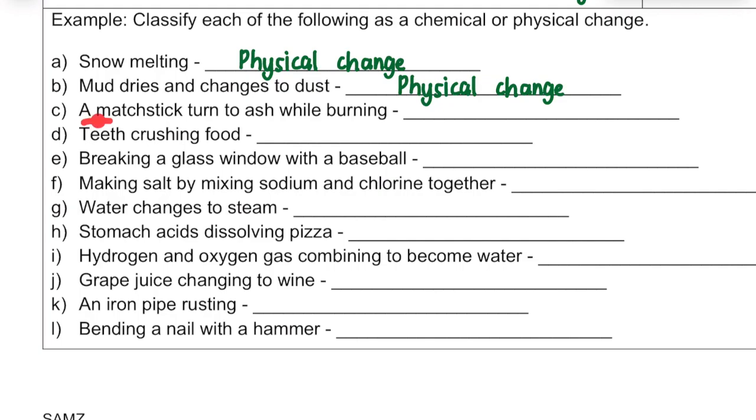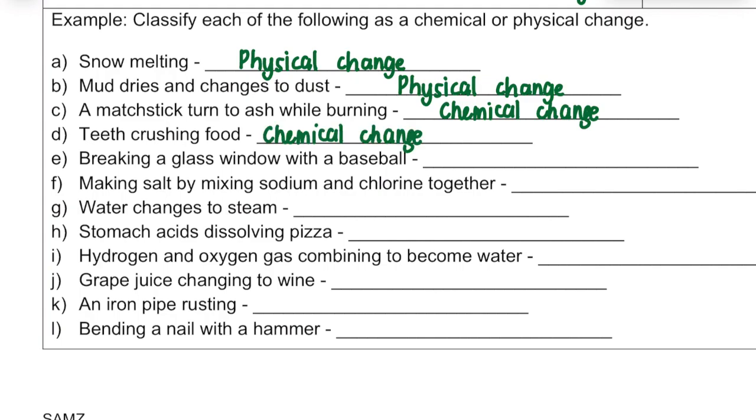Next is a matchstick turning to ash while burning. After you burn it, you can see the stick is getting shorter. It turns to ash while burning. Burning is actually combustion, so it is a chemical change. Next is teeth crushing food. At the end of the action, is the food still in the same shape? No, it will differ. So this is again an example of chemical change.